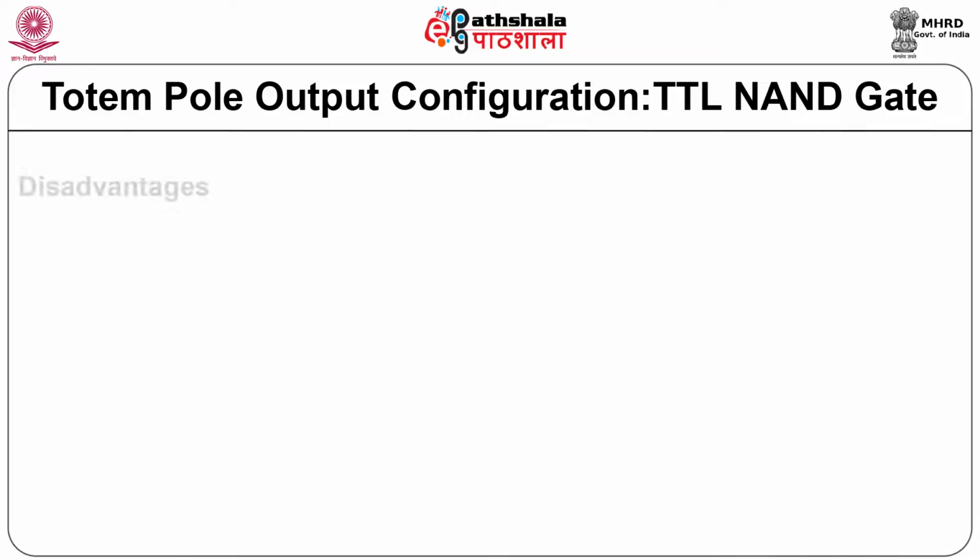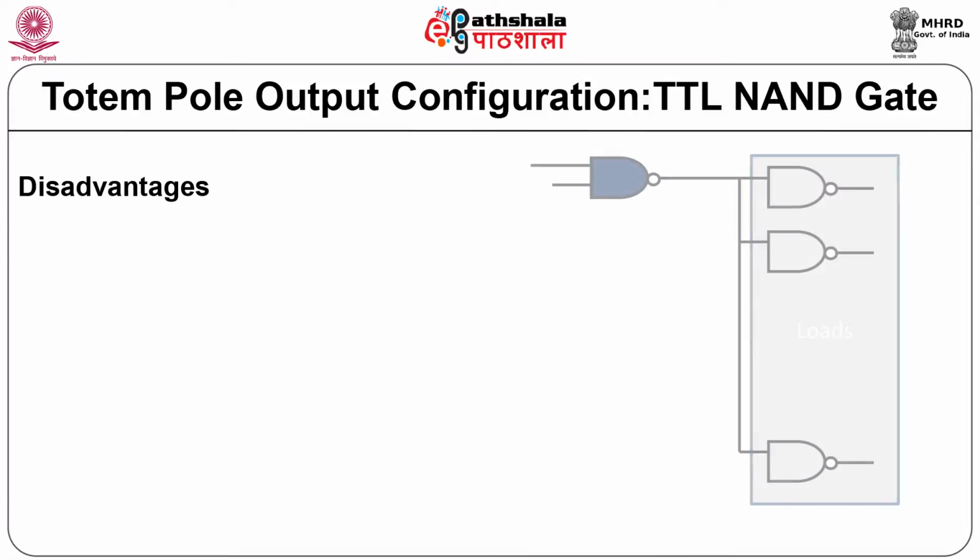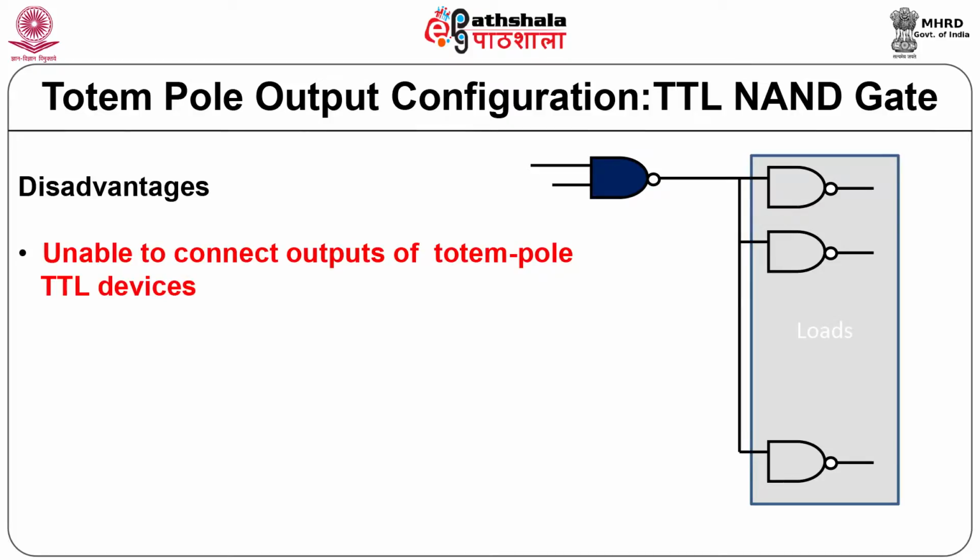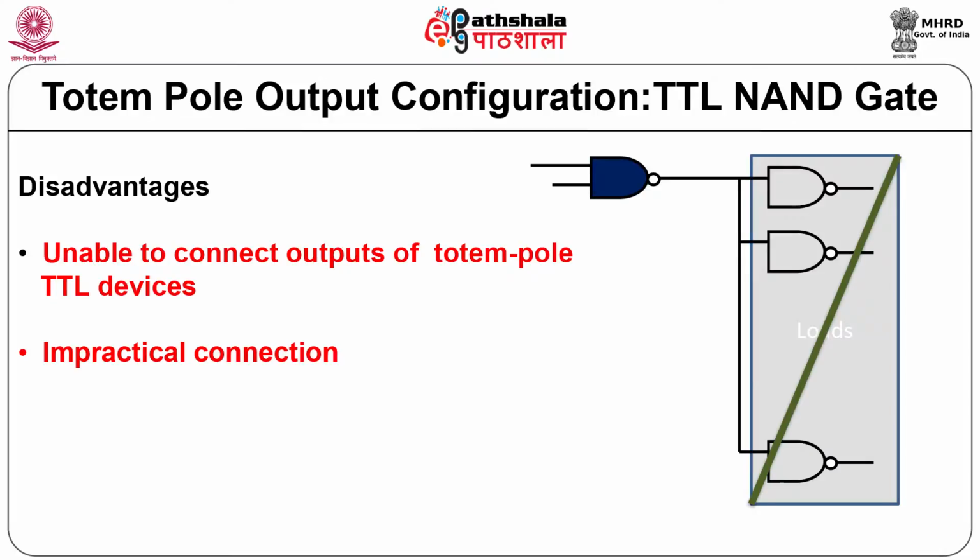Let us see what are the disadvantages of the totem pole output configuration. As seen on the diagram, there is a gate, and to the output of this gate a number of loads are connected. If the output configuration is a totem pole configuration, then such loads cannot be connected. So, we are not able to connect outputs of totem pole devices together. Such a connection is an impractical connection.